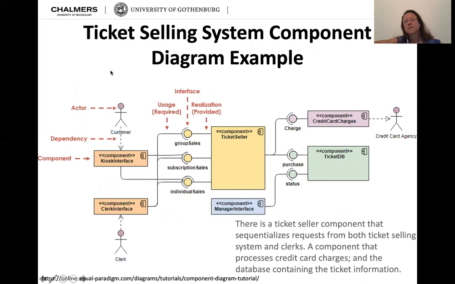So here's a ticket selling system component diagram example. The ticket seller component sequentializes requests from both ticket selling systems and clerks. The component can process credit card charges, and the database contains the ticket information. So you see the actors in this picture, they're present, the outer actors, and then we see dependencies from actors to components. We see the required and provided interfaces, and with that, we have a pretty good overview of the architecture of the system.